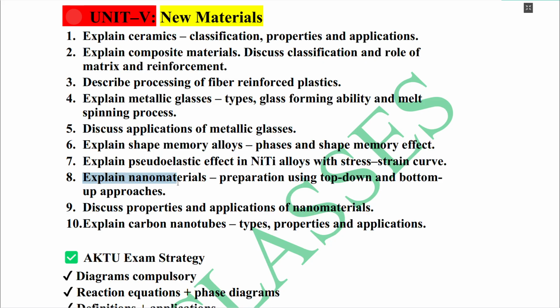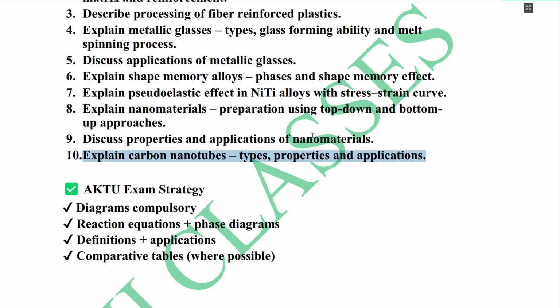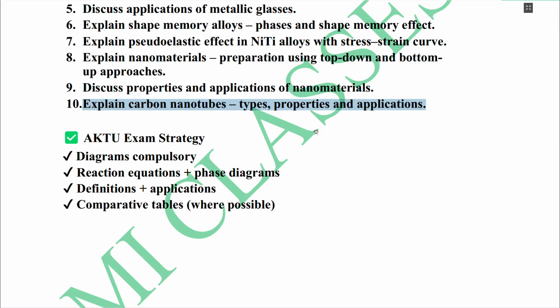The next question is: explain nanomaterials preparation using top-down and bottom-up approaches. The next question is: discuss properties and applications of nanomaterials. The last question of unit number five is: explain carbon nanotubes, types, properties and applications. Here we have discussed the most important long answer type questions, which are most important for the AKTU examination.